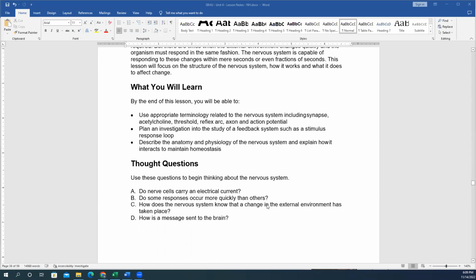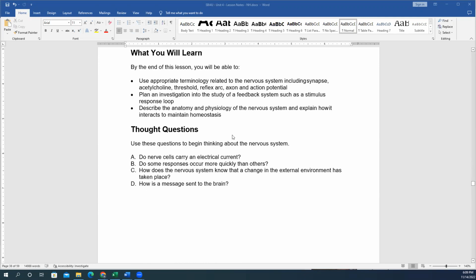And we will learn to discuss the nervous system using the appropriate terminology related to the nervous system. We'll look at terms such as the synapse, acetylcholine, which is a neurotransmitter, the threshold in neurotransmission, the reflex arc, the axon, and the action potential.